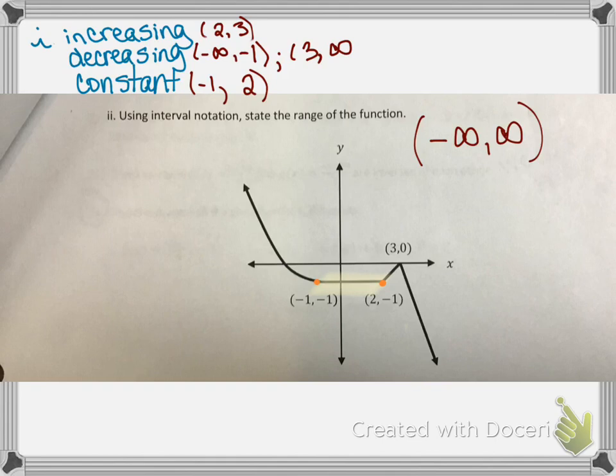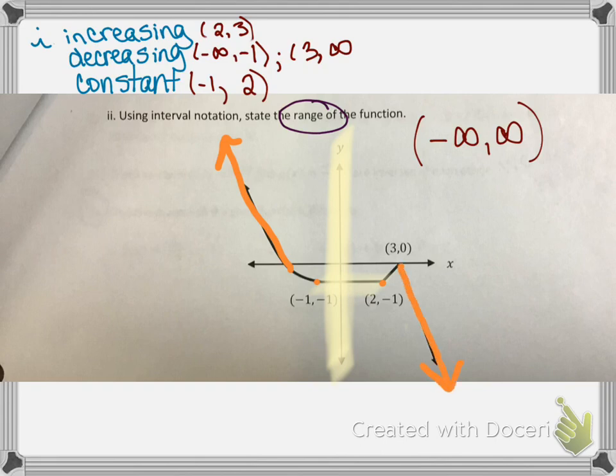Now for part 2 of this question, we are focused on range. Range is when we focus on our y values. And if you look at the graph, we're looking at the y values for our graph. Our graph continues to go up. So our y values would continue to go up in the negative infinity direction. Our y values would continue to go down in our positive infinity direction. So our range for this particular graph is negative infinity to infinity. And those are our y values in this graph.